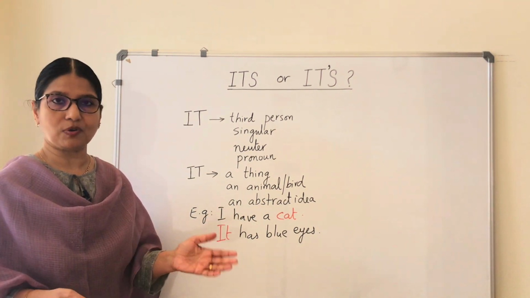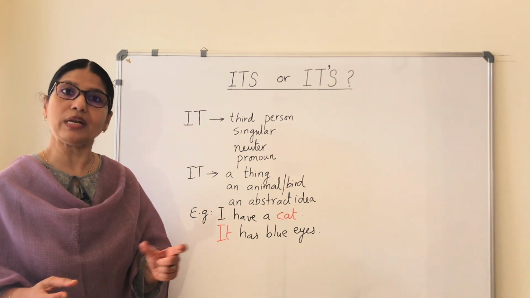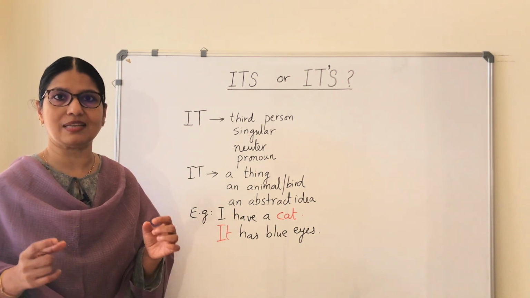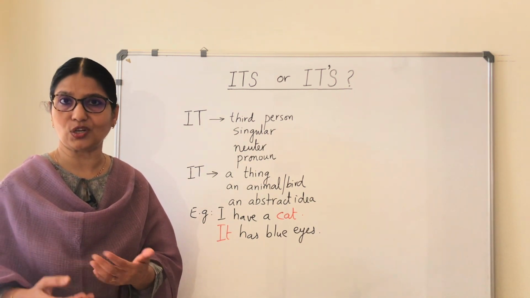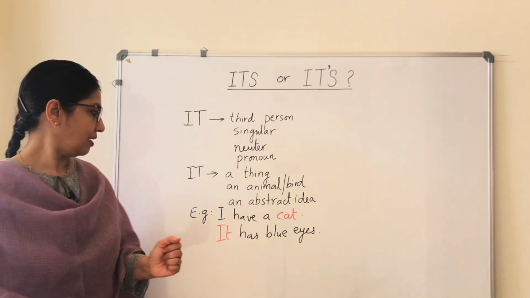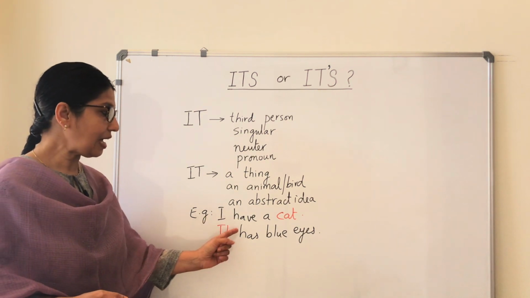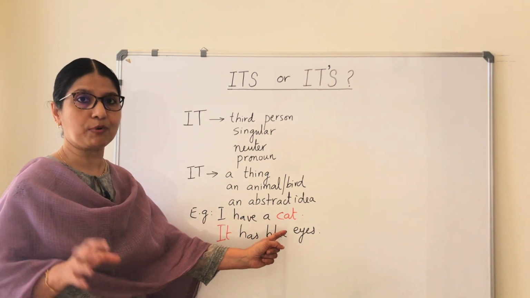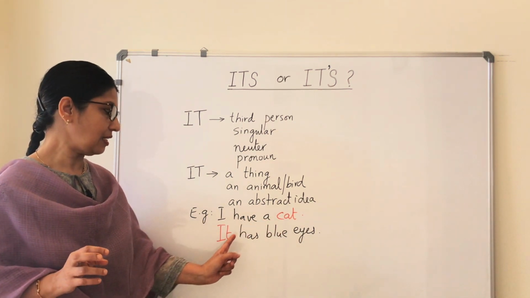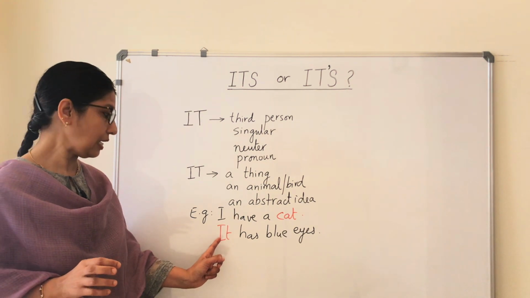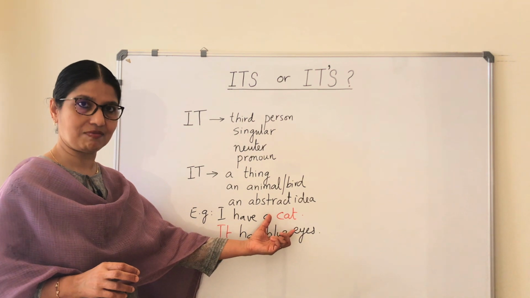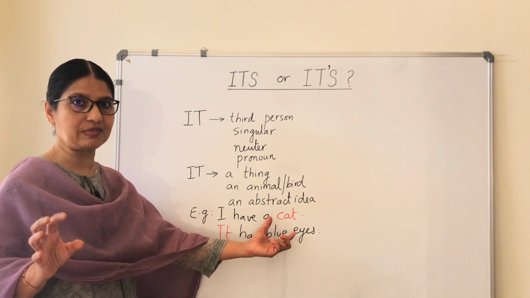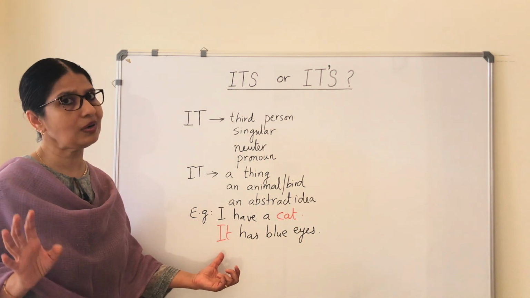So when I talk about a table, I may use the pronoun it because table is an inanimate object. Or I may use the word it when I talk about a dog or a cat. Example, I have a cat. Here I'm talking about an animal. And in the next sentence, I use, it has blue eyes. Instead of the word cat, which is a noun that stands for an animal, I use the pronoun it.